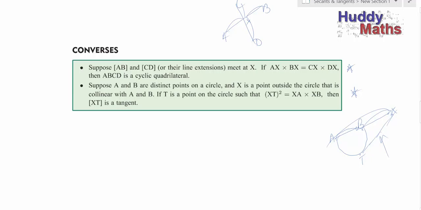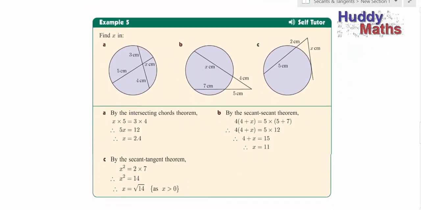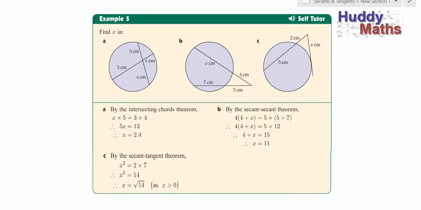All right, are you ready to have a go? Let's have a look at some examples from Hayes and Harris here. Find x in each of these. So we notice these four points are on the circumference, so there are two chords there.